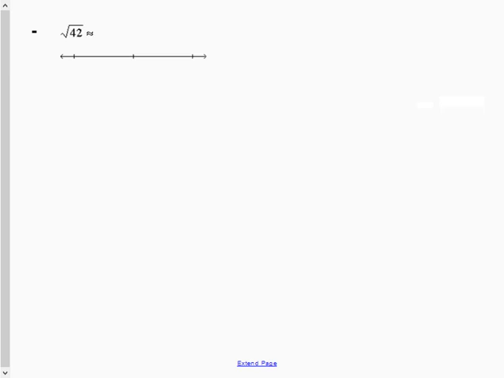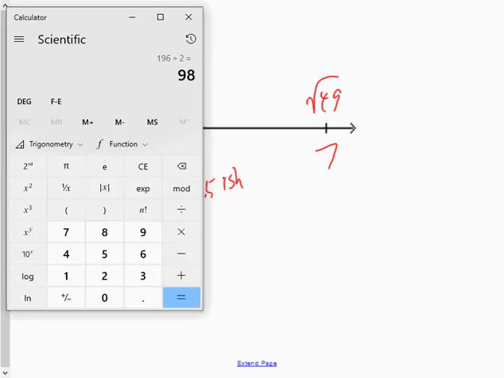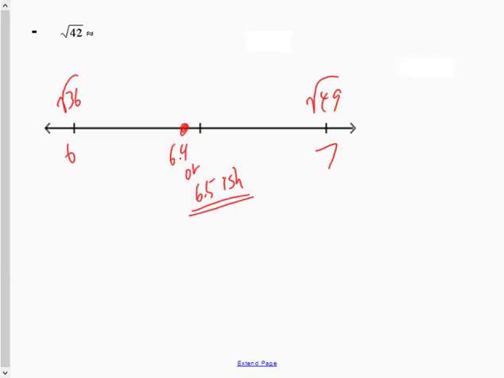Next question says, what is the square root of 42 approximately? If I think about what two perfect squares the square root of 42 would be between: square root of 36 is 6, square root of 49 is 7. 42 is closer to 36 than it is to 49, but not much closer. So we would say it's roughly 6.4 or 6.5. Take your calculator just to double check. The square root of 42 is 6.5, pretty close to the middle. It's right around there.